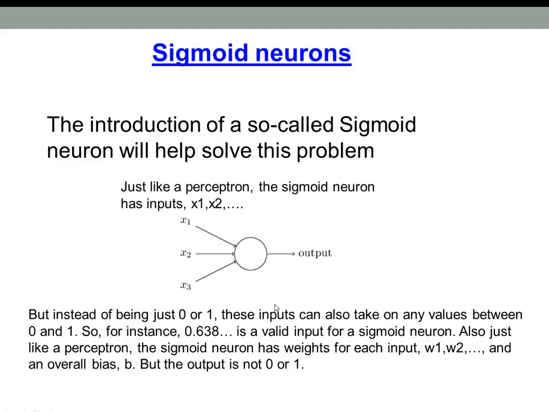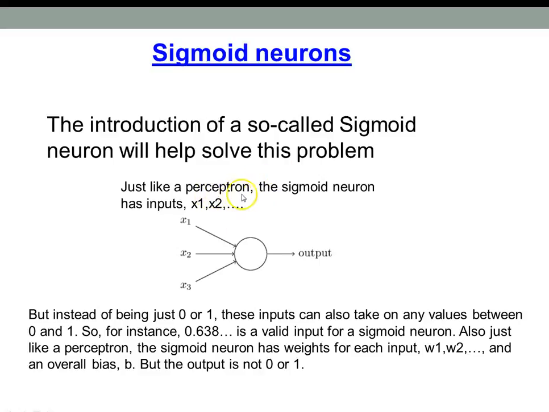Okay, so the introduction of the sigmoid neuron helps to solve this problem. And we already talked about what the sigmoid neuron is going to be. What's the point of it? What are we going to do? We're going to take the input and pass it through the sigmoid curve. And somehow that's going to help, right? Not clear exactly why, but it's going to help. The introduction of a so-called sigmoid neuron will help solve this problem.